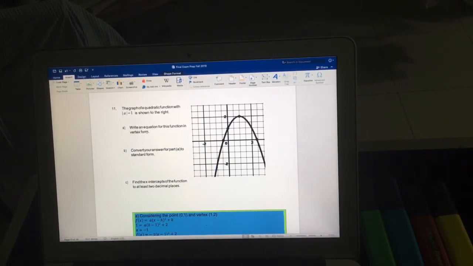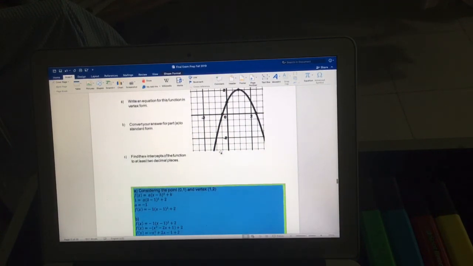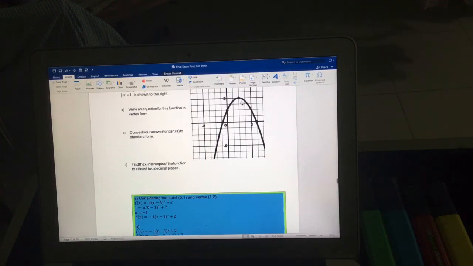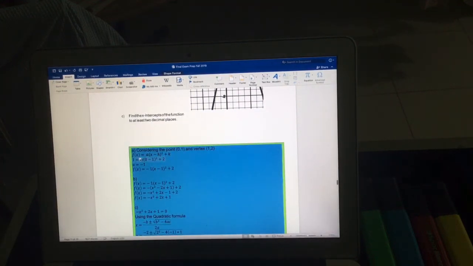We have to write the equation for this function in the vertex form. So the graph is given, we have to find the equation in vertex form. First of all, you see what we have here. The vertex is (1, 2), and then we have another point which is (0, 1). By using these two points, putting them in the equation f(x) = a(x - 1)² + k, we can find the value of a equal to -1.